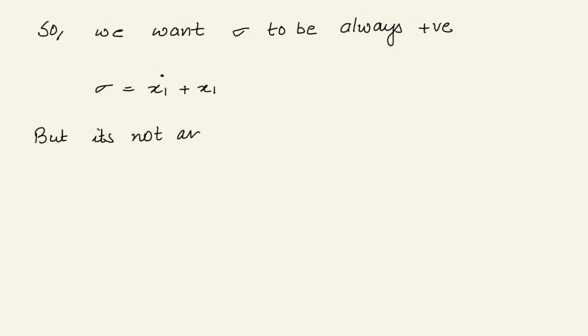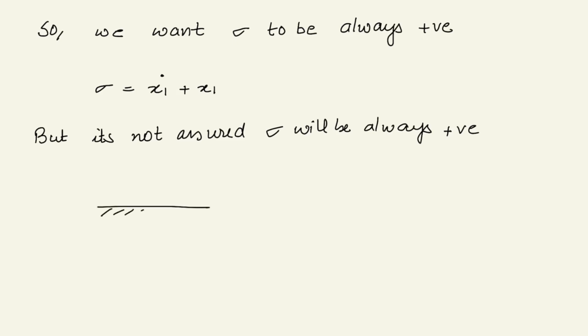And this can really happen. Sigma is x1 dot plus x1. Let us take a case in which the body starts at position 5 and velocity minus 10. In this case, sigma is negative. So there is no assurance that sigma will always be positive. So we have to find a way to deal with this problem.